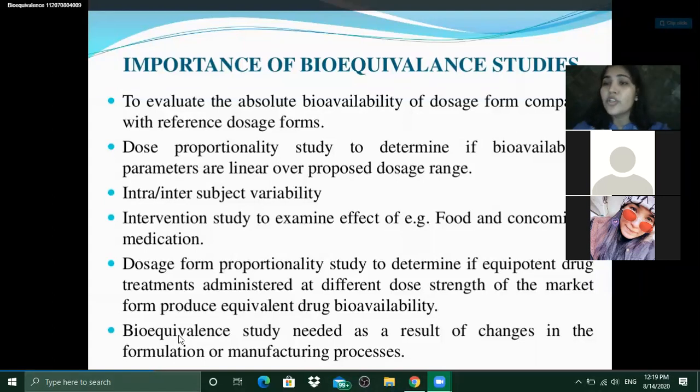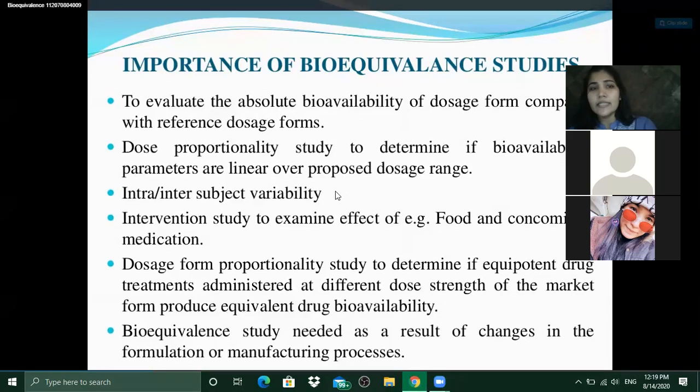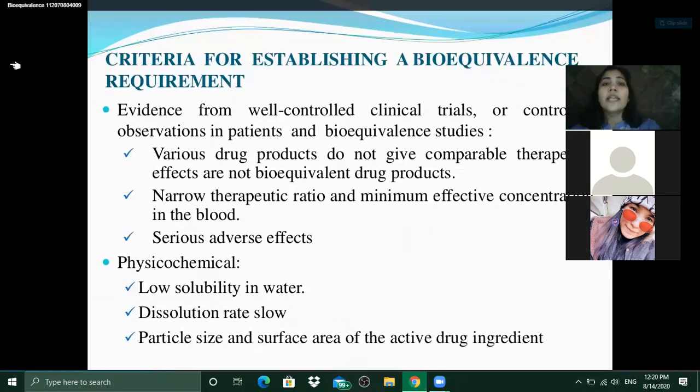If there are a few changes in your formulation or a few changes in the manufacturing method, then also you'll have to go ahead and conduct the bioequivalence studies. Next is criteria for establishing a bioequivalence requirement. So what is the criteria for establishing a bioequivalence requirement?